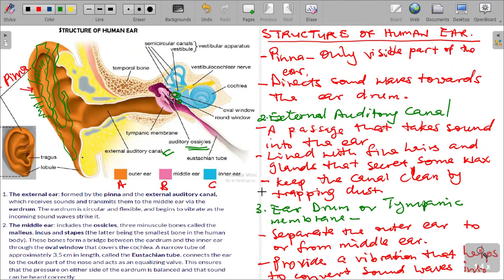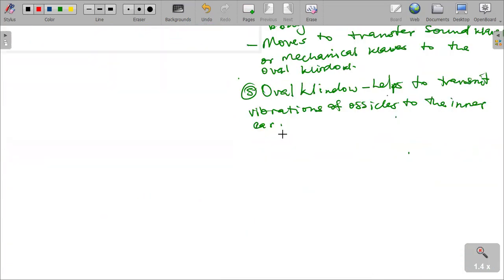we also have the round window, and what is the function of the round window? As you can see, the round window absorbs the pressure set up in the inner ear. It helps to absorb the pressure that is set up in the inner ear. I'm going to just highlight it there. You can see the round window just below the oval window there. What is the function of the round window?